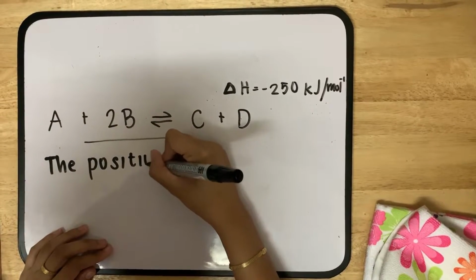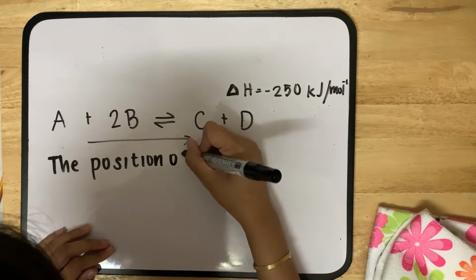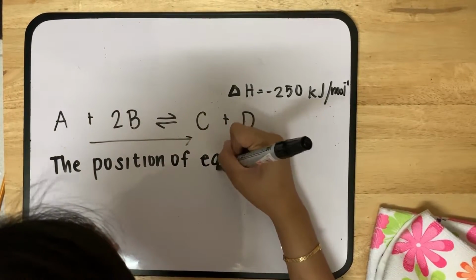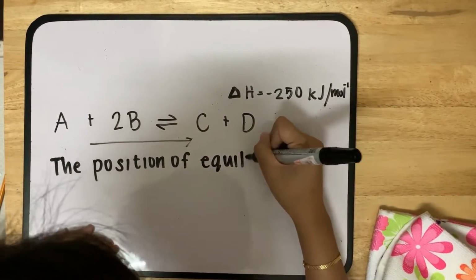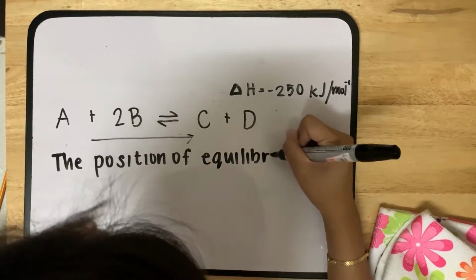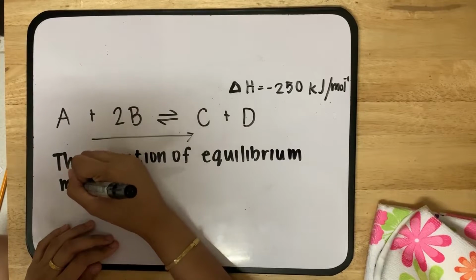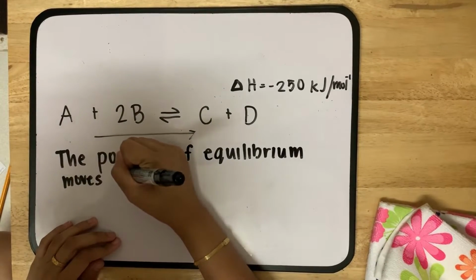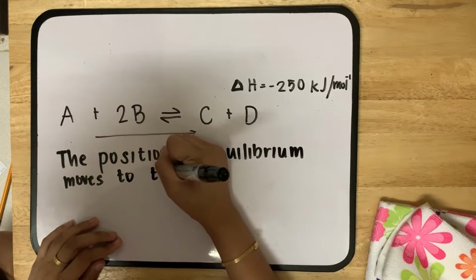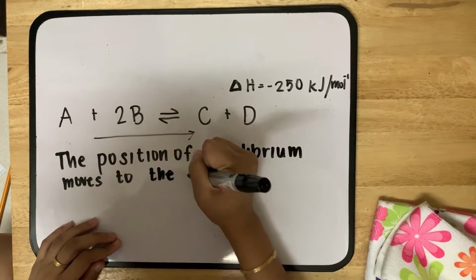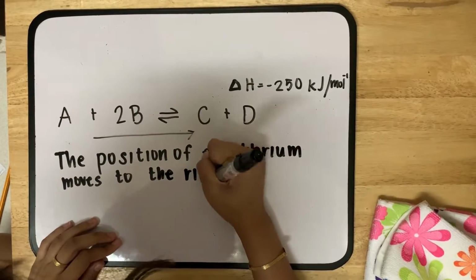Suppose the system is in equilibrium at 500 degrees Celsius and you reduce the temperature to 400 degrees Celsius. The reaction will tend to heat itself up again to return to the original temperature. It can do that by favoring the exothermic reaction. The position of equilibrium will move to the right. More A and B are converted into C and D at the lower temperature.